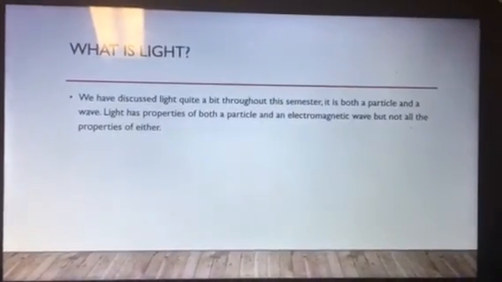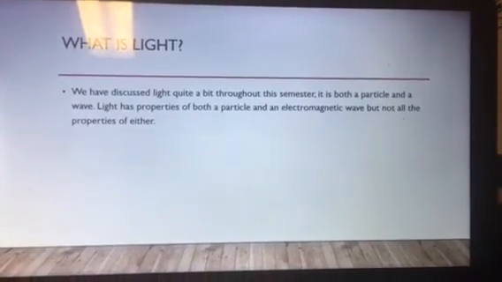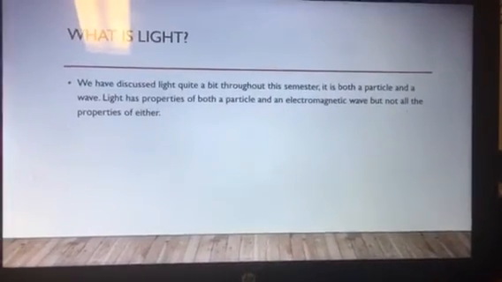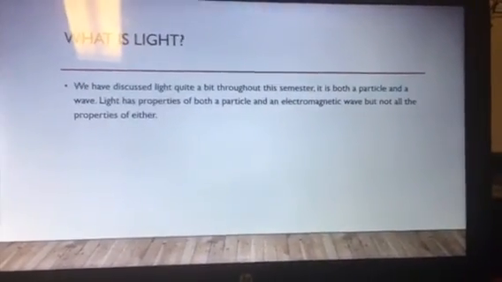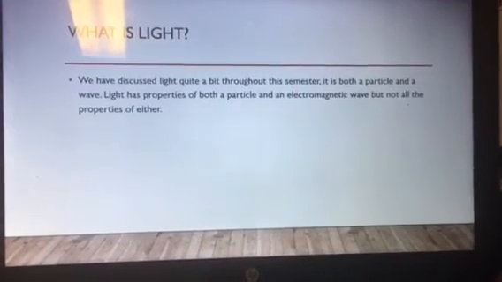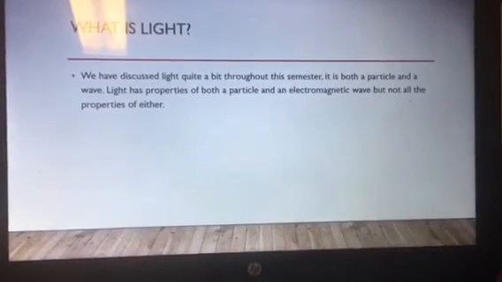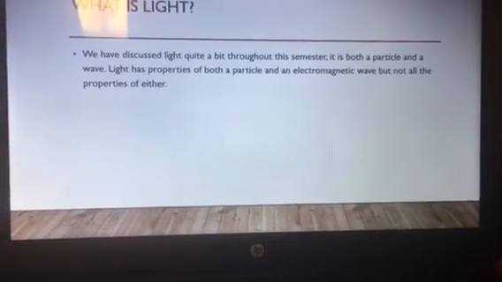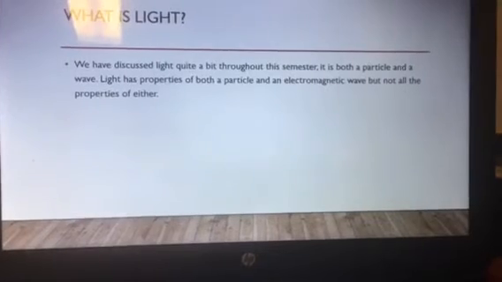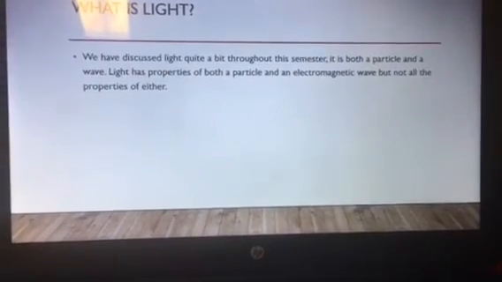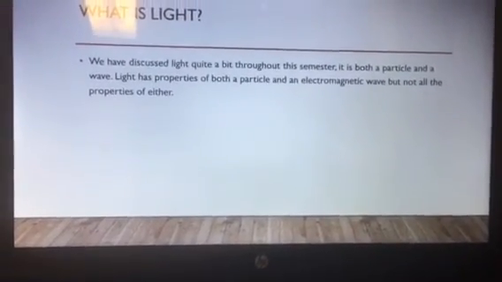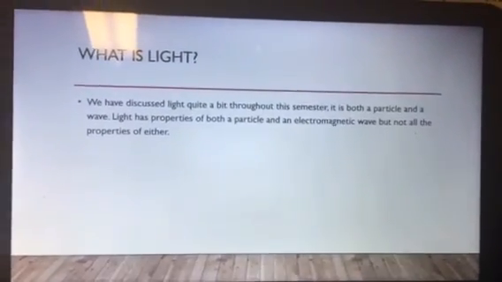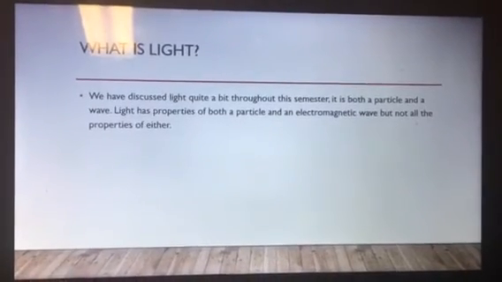What is light? We have discussed light quite a bit throughout the semester. It is both a particle and a wave. Light has properties of both a particle and electromagnetic wave, but not all properties of either. So, we discussed this in a previous chapter. Light plays a huge part in heat, and heat and light need each other.